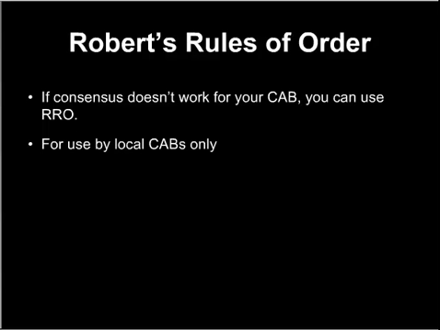And then you can also use Robert's Rules of Order if the consensus doesn't work for your CAB. And I'll tell you, the way that we do it is sort of both ways. We use Robert's Rules of Order for things like going over previous meeting minutes. And then when we're talking about different topics, we're not so strict about it. We will use consensus for that. So we kind of go back and forth, and you can do what feels right for your CAB, or you can choose one over the other.